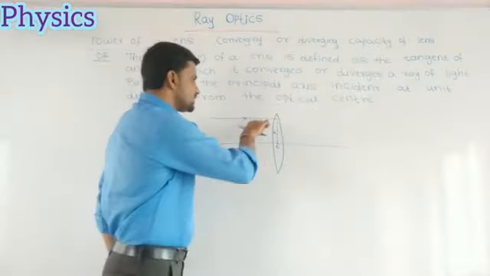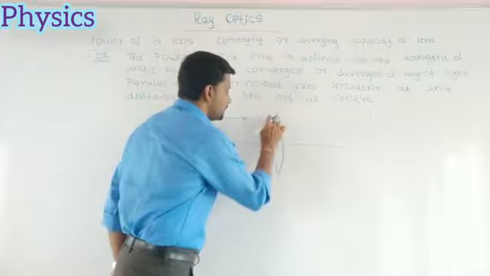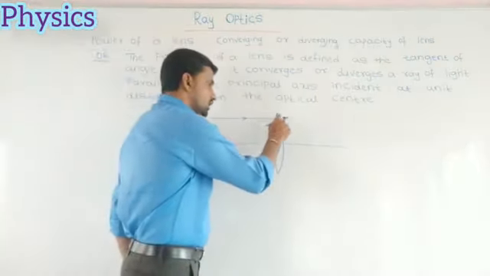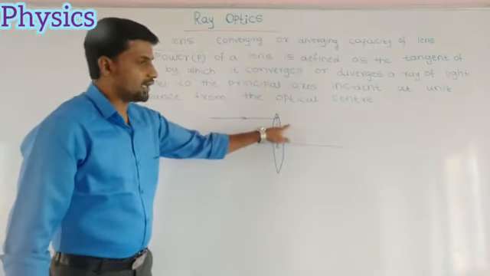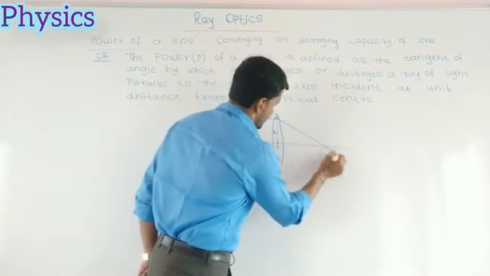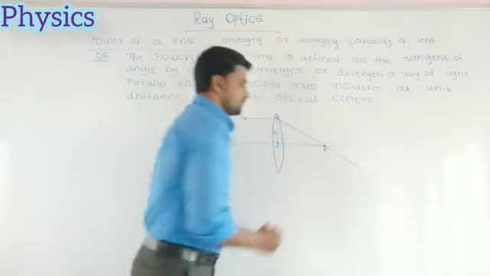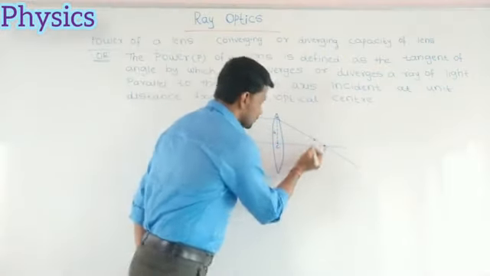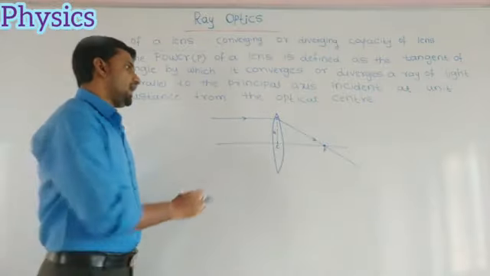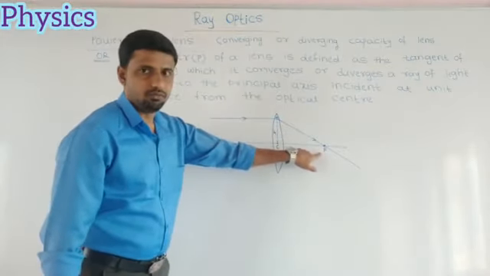It hits the lens at some point, which I am taking as M. When it hits the lens, it undergoes refraction. That means it will bend like this, and it will pass through the principal focus of the lens. Why does it pass through the principal focus? We know that when a parallel ray of light is incident on the lens, after refraction it will pass through the principal focus.